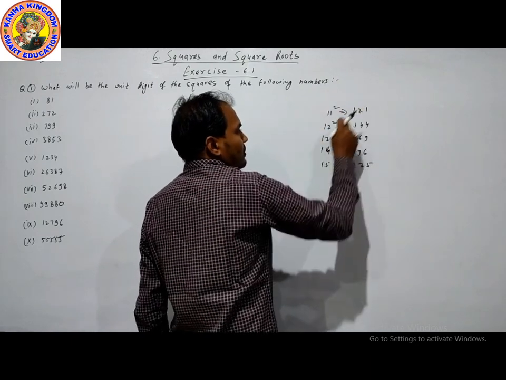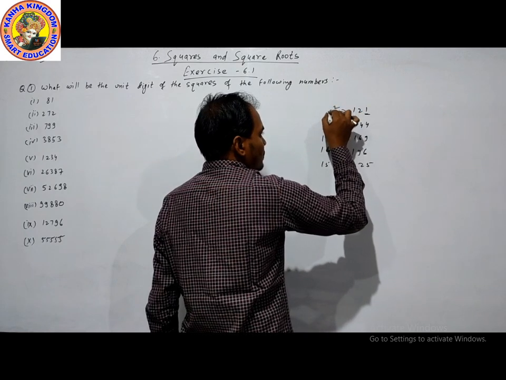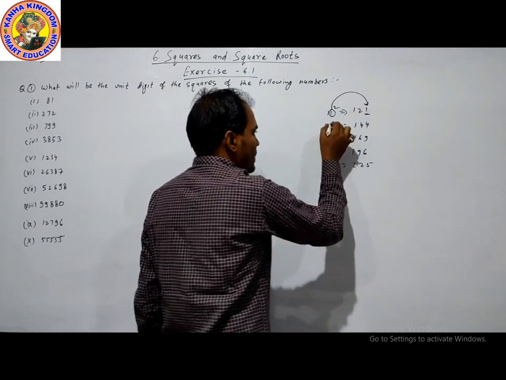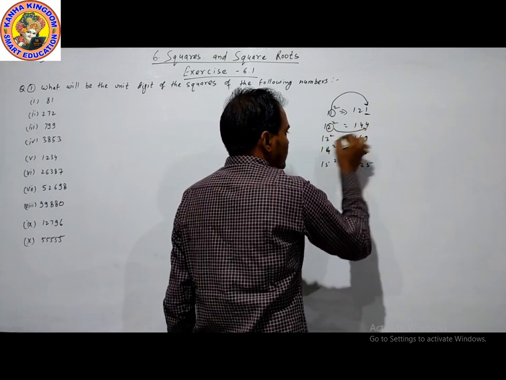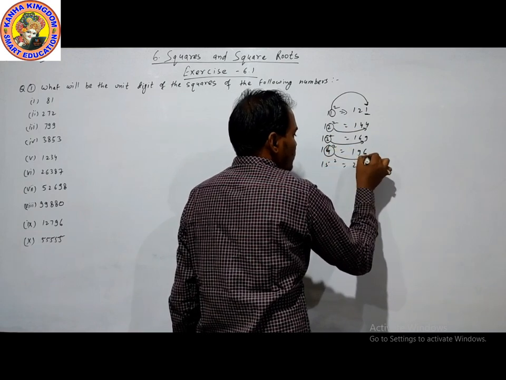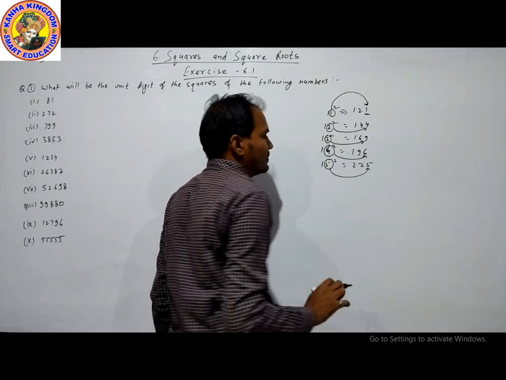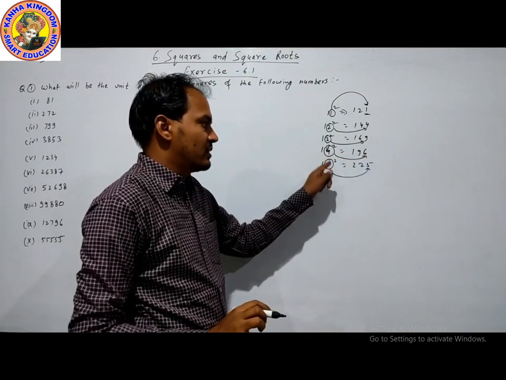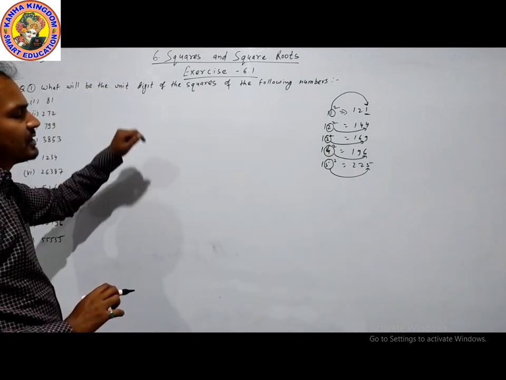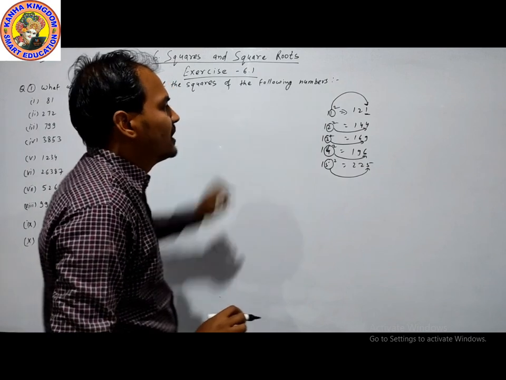11 square is 121, unit digit is 1. 1 square is 1, 2 square is 4, 3 square is 9, 4 square is 16, 5 square is 25, so 6, 5 square is 25, so 5. So when we find the unit digit of any square number, we will take the unit digit of the given number.